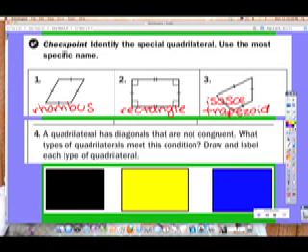Okay. 3 new shapes. Right here. The tricky thing is the diagonals are not congruent. Can you think of 3 shapes that have diagonals that are not congruent? However, not just a shape. It's got to be a quadrilateral. It has to have 4 sides. Good luck. Sketch it out.